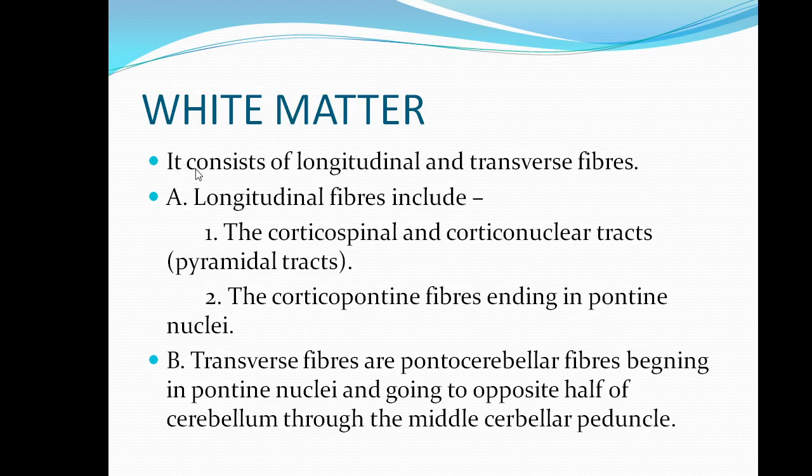The white matter consists of longitudinal and transverse fibers. The longitudinal fibers include the corticospinal and corticonuclear tracts, which are also known as pyramidal tracts. The corticopontine fibers end in the pontine nuclei. The transverse fibers are pontocerebellar fibers beginning in the pontine nuclei and going to the opposite half of the cerebellum through the middle cerebral peduncle.